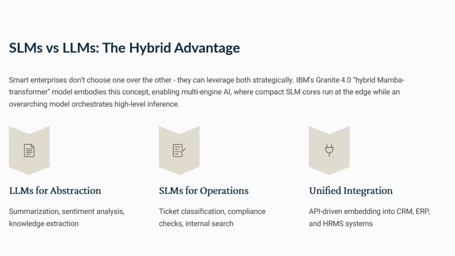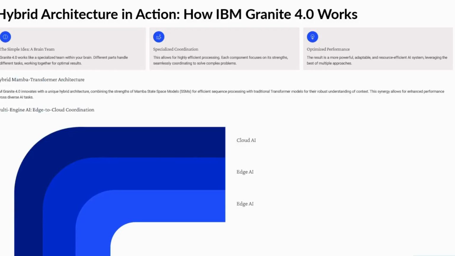So see, it needn't always be about SLM versus LLM. You don't have to pick one over the other. You can actually leverage both of them strategically. And that's exactly what IBM's Granite 4.0 hybrid Mamba transformer model embodies. So it embodies this very concept of leveraging them strategically. So they have this transformer model, which is an LLM, which sits at the cloud, and it oversees a lot of small language Mamba models that operate at the edge. Classic example of how you can use this to your advantage. This is again an overview of how IBM Granite 4.0 works.